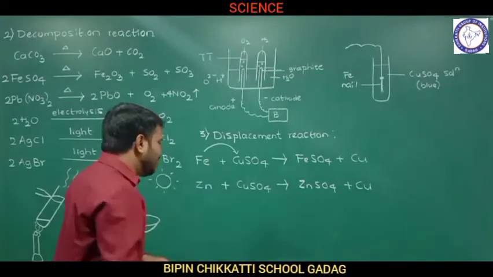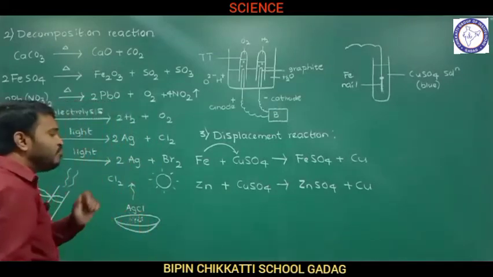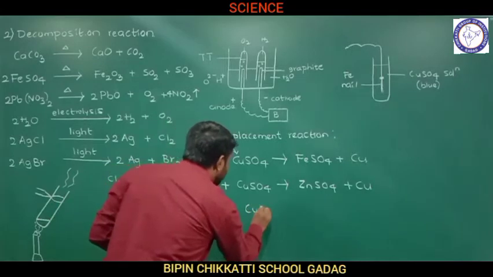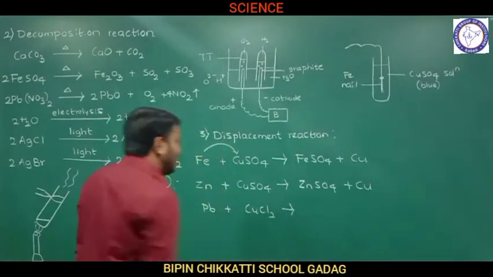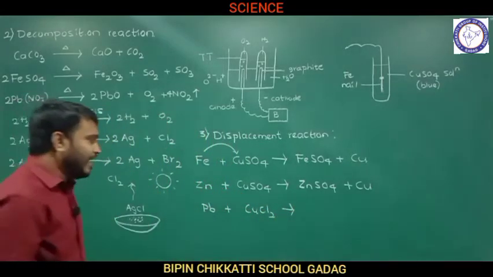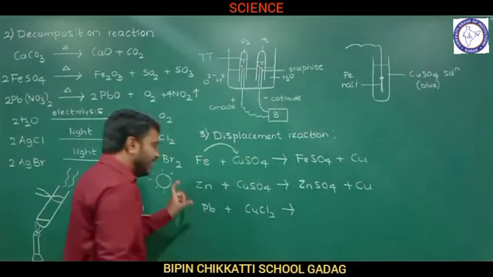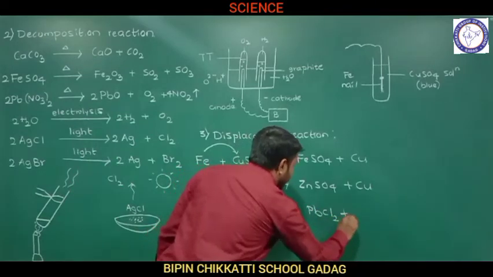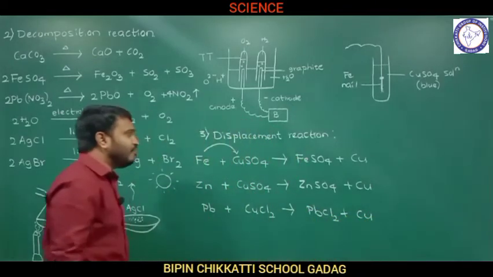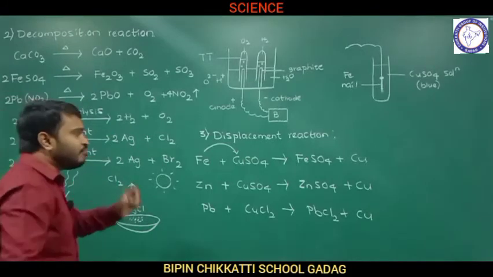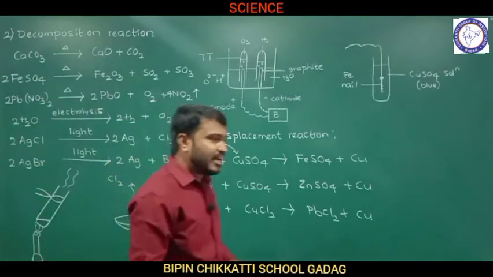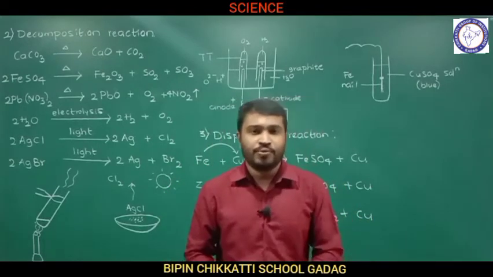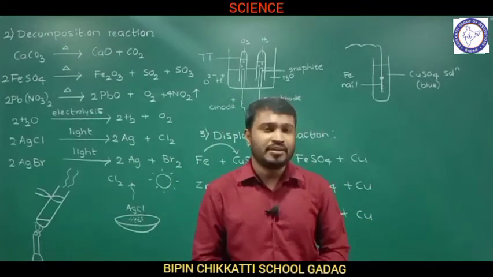You can consider n number of reactions like that, and one more reaction I am going to consider, that is lead Pb plus CuCl2. When lead reacts with CuCl2, what are we going to get? I hope you can guess here: lead displaces copper, and we are going to get PbCl2, and copper. So this is how we can consider n number of reactions like this, which says that one element is going to displace another from its compound to form a new compound, and that we call a displacement reaction.